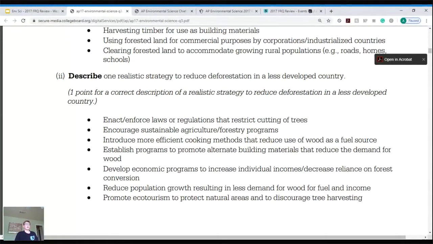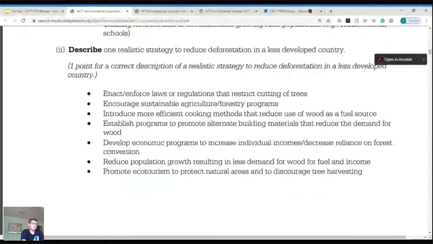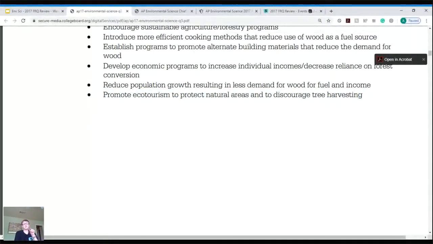You could say, here are some hot plates that you can use to cook your food instead of burning wood and chopping down more trees. Alternate building materials, like in the US, we don't use a lot of wood to build houses anymore unless we're trying to build them for cheaper costs, like things like Habitat for Humanity. But promote ecotourism to protect natural areas and to discourage tree harvesting. This is what I forgot to talk about. I knew I was forgetting something.